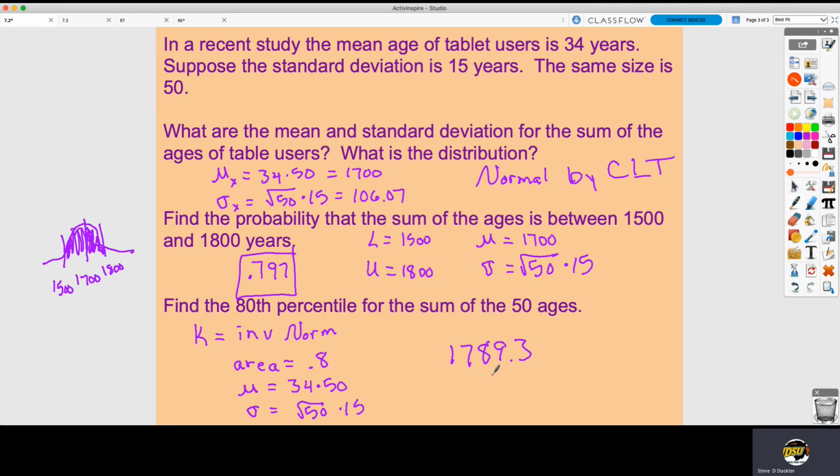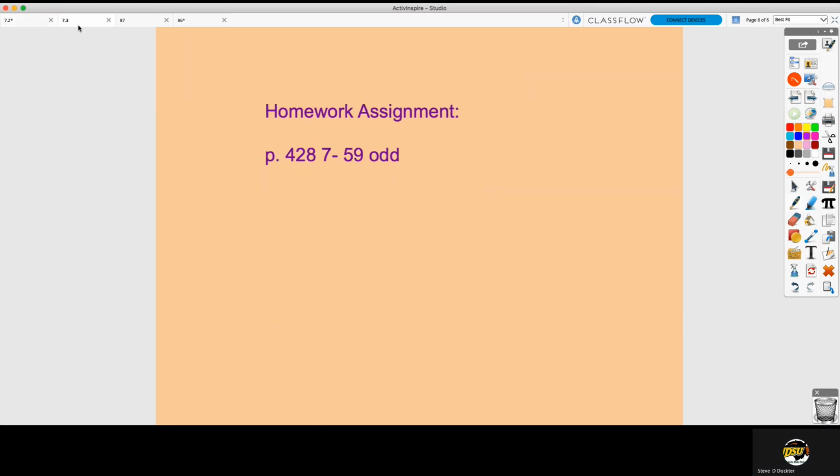Any questions overall? It really is a lot of the same stuff. We just have to find them a little bit differently because these are the sums here instead of individual numbers. All right, any questions before we move on here?